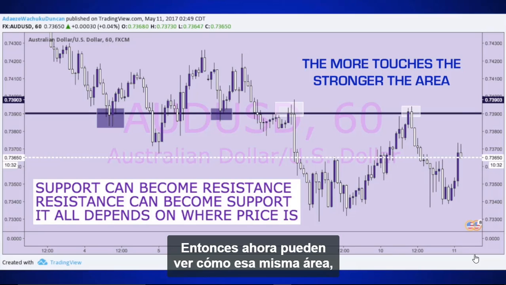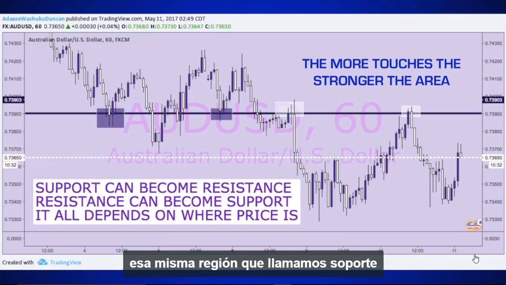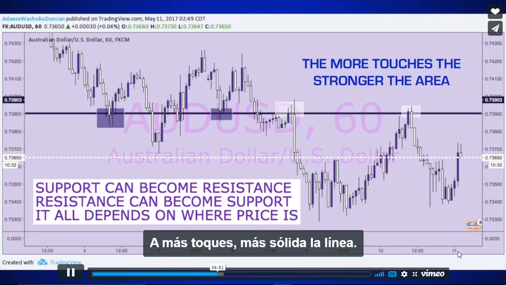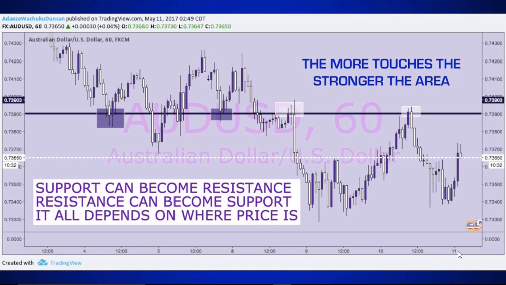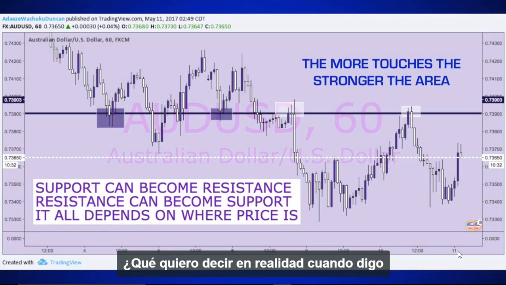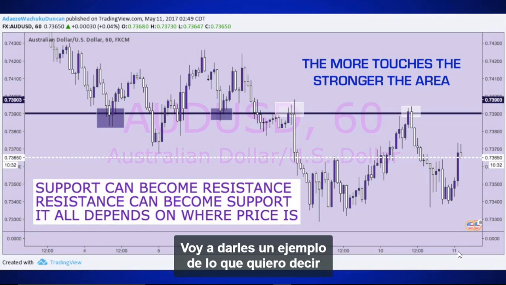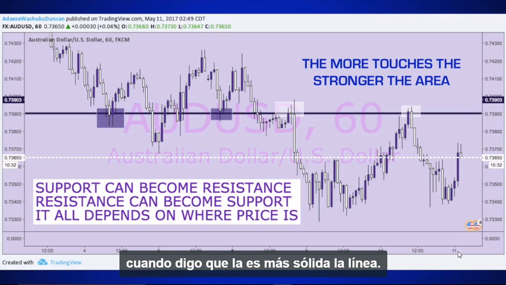So now you can see how that same area, that same region that we called support, can become resistance. You see how it's been touched multiple times. You've got support here and you've got resistance over there. The more touches, the stronger the line. So what do I actually mean when I say the stronger the line? I'm going to give you an example of what I mean.